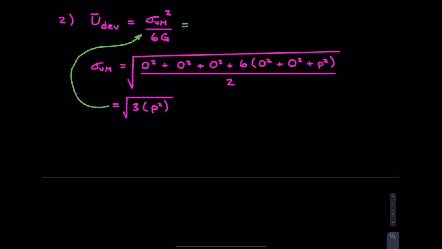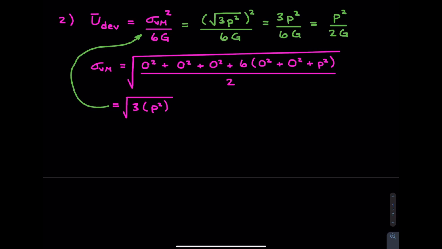So what we can do is we can say, all right, well, it's equal to the von Mises stress, which we know is root 3 times P, squared. And this von Mises stress is actually squared, so we know that this is all divided by 6 times G. The square is going to cancel with the square root, so we have 3 times P squared, all divided by 6 times G. This can be simplified even further because 3 divided by 6, of course, is 1/2. So the deviatoric strain energy is equal to P squared, all divided by 2 times G.